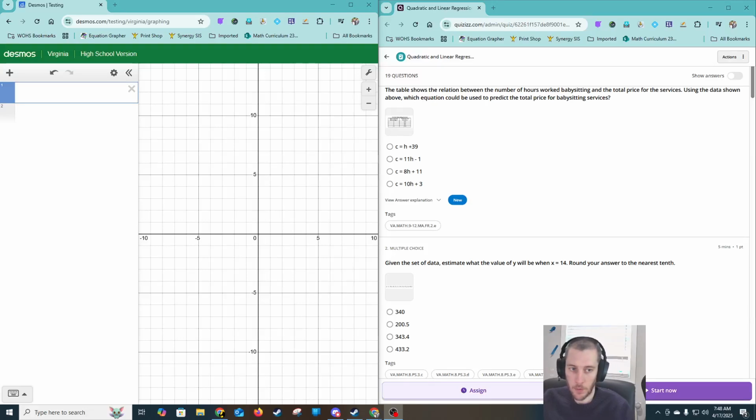All right, so I'm gonna walk through how to do this quiz assignment. It does add another layer of the regression because not all of these problems are gonna be the U shape. Some of them are gonna be lines. And so I'm gonna show you how you can easily do this in Desmos, comparing and getting the right answer.